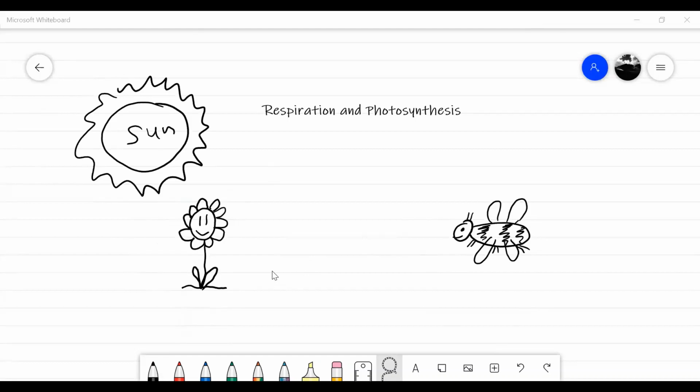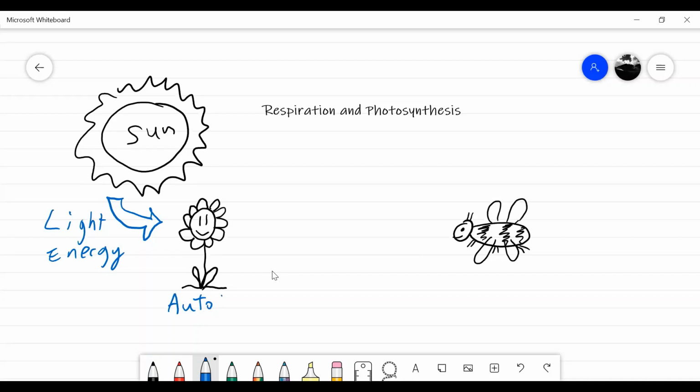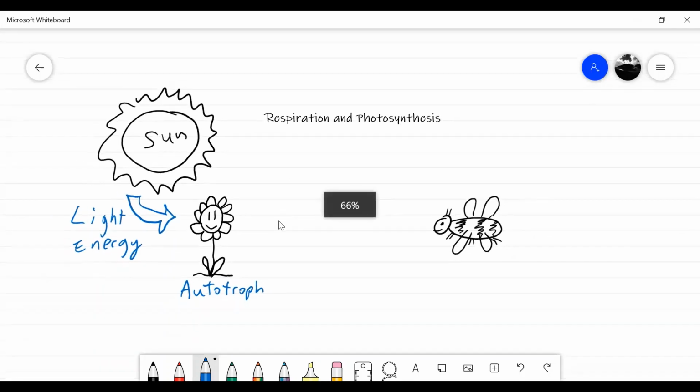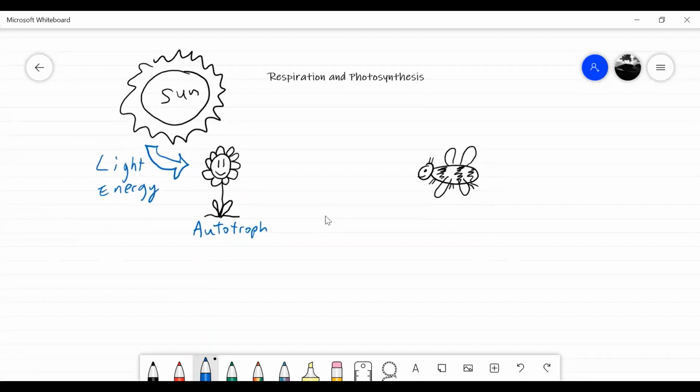Hopefully it's pretty obvious that what the sun is doing is it's making light. So here we go, here's my light. It's an arrow, there we go, lots of room to squeeze it in. We have light energy, so put that over here, light energy. So this little guy here, by the way, is my autotroph. And by autotroph, I mean something that is self-feeding. So it could be a plant, it could be a bacterium. There's lots of things that do photosynthesis.